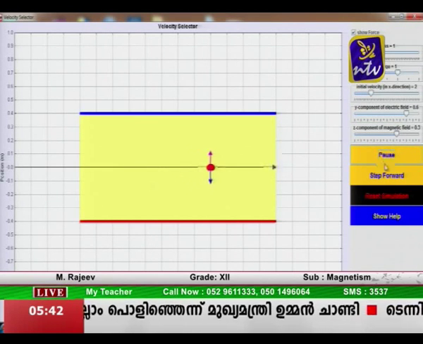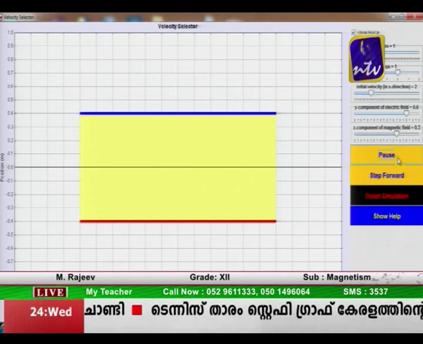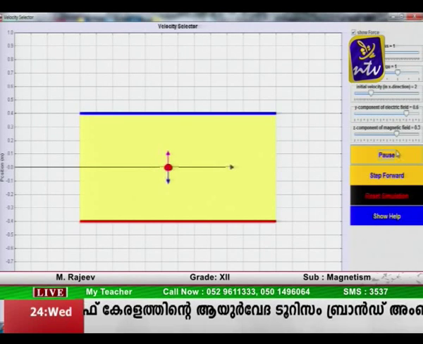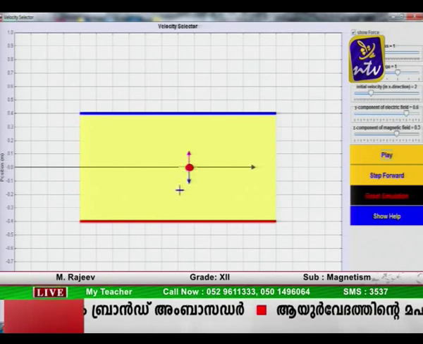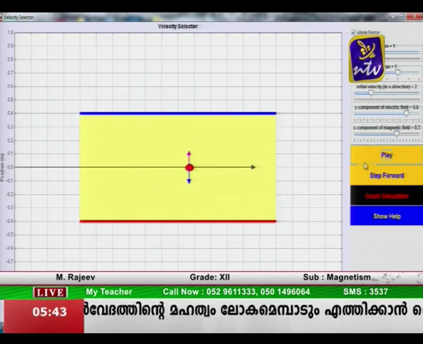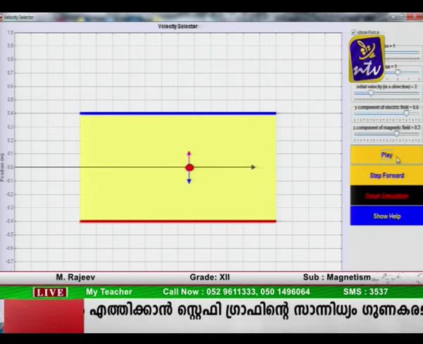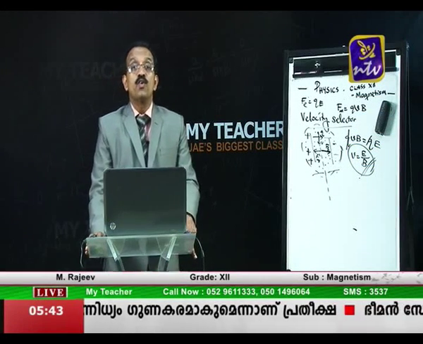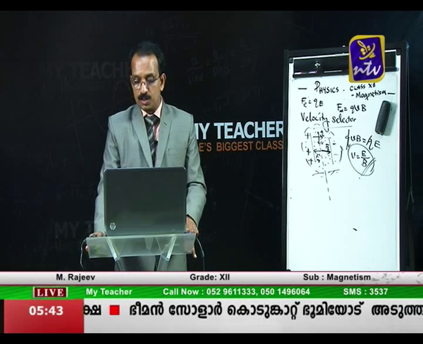Now that is what you observe here: the charged particle goes in a straight line, it is not at all deviated away. You can clearly see that the two forces, these are two vectors, the force by the electric field and the force by the magnetic field, are equal and opposite. That is why they cancel off. That is why the velocity will be the same, which is the initial velocity itself, in the same direction. Okay, so this is the concept of velocity selector. I hope all of you understood the concept of velocity selector.